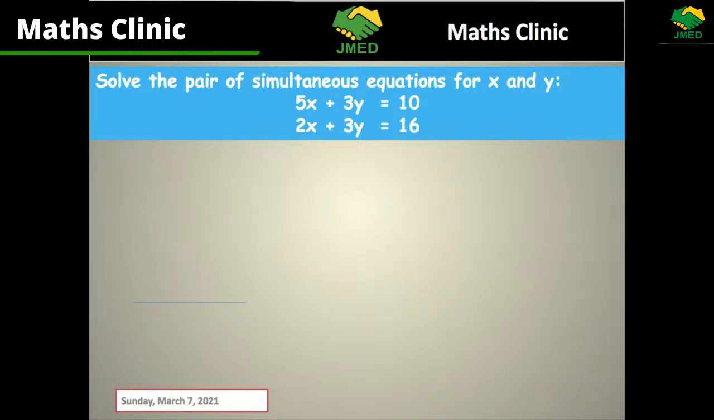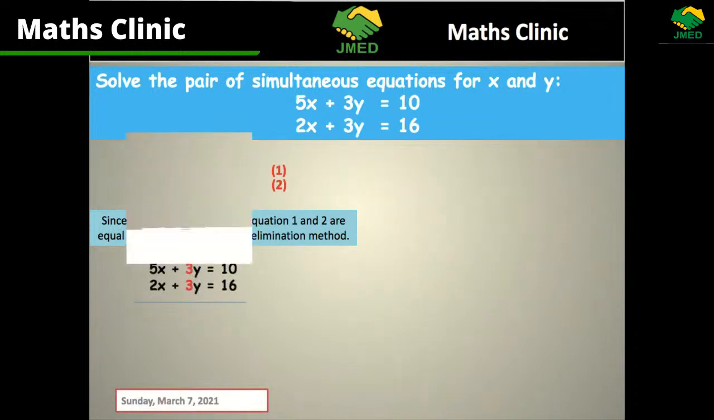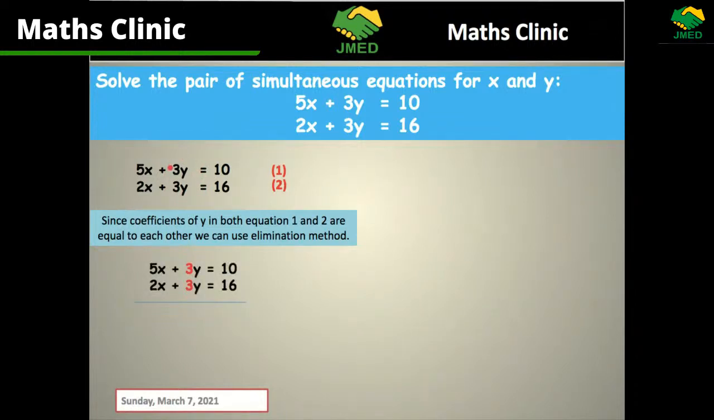My next equation is slightly different. Again, we're asked to solve the pair of simultaneous equations. I write them down. I label them 1 and 2. And then, again, this time, the coefficient of y is the same and not x. So we are going to eliminate y because that's already the same. So we carry on, 5x plus 3y. As I said, the coefficients are the same.